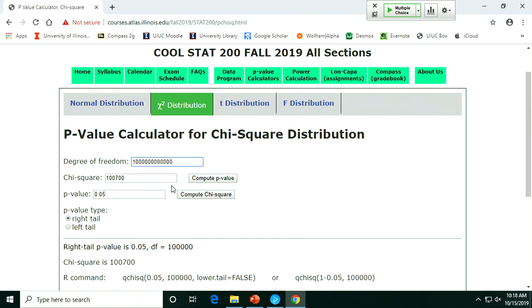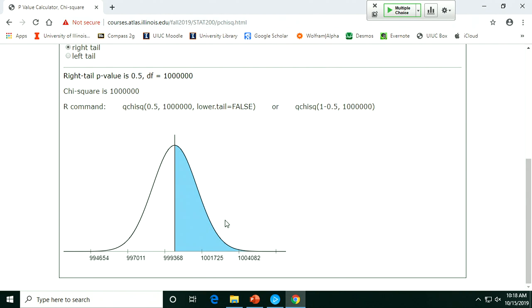Sorry, I didn't have it right here. Compute the chi-square. See, it's centered at its degrees of freedom, whereas the F is just standardized, so it's centered at 1, but they're the same curve once you have lots of degrees of freedom.